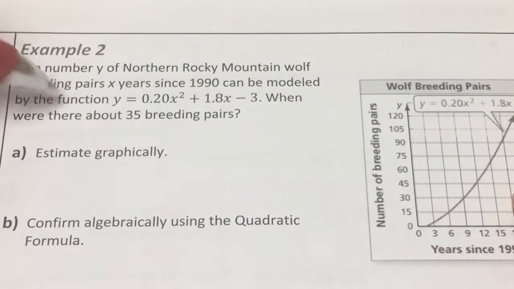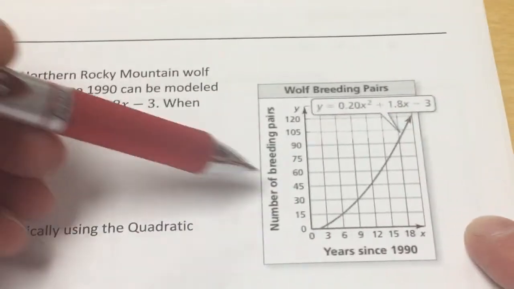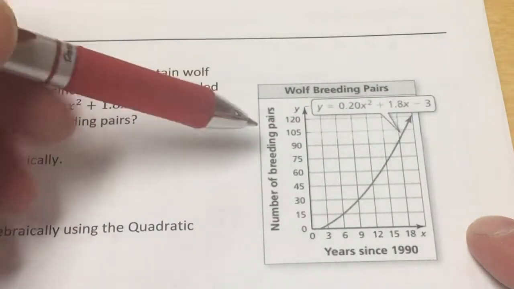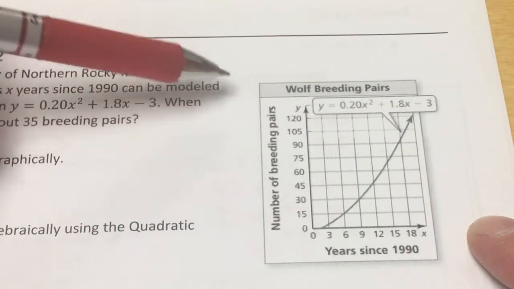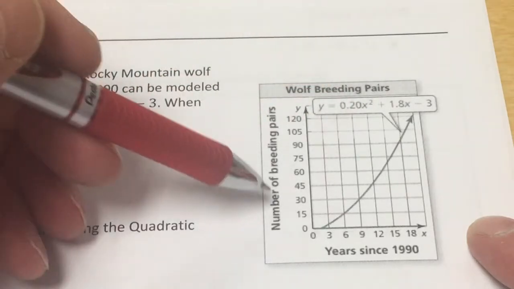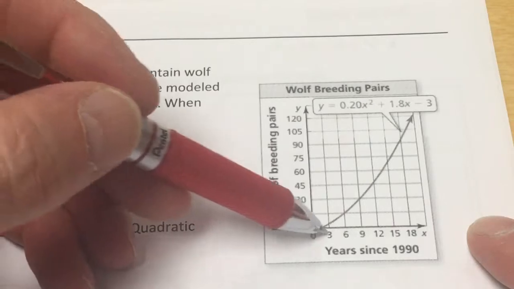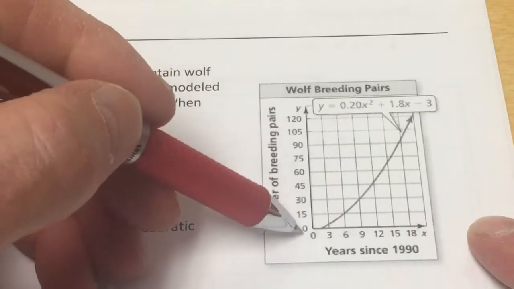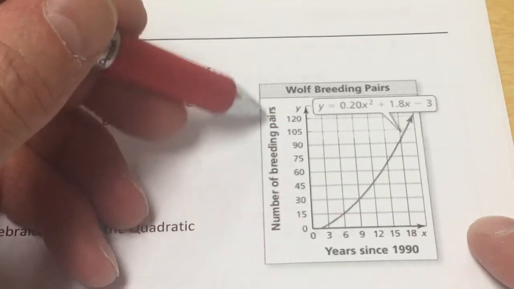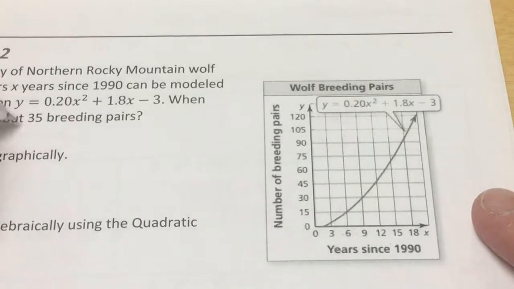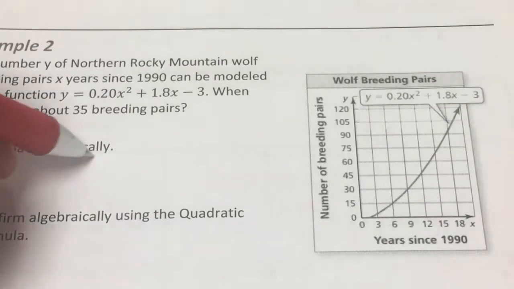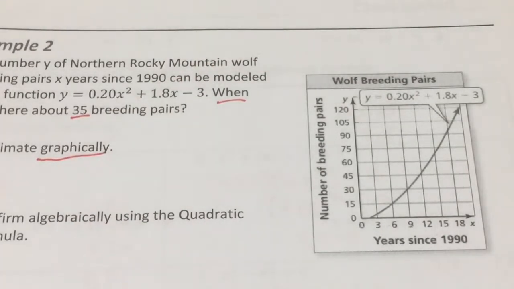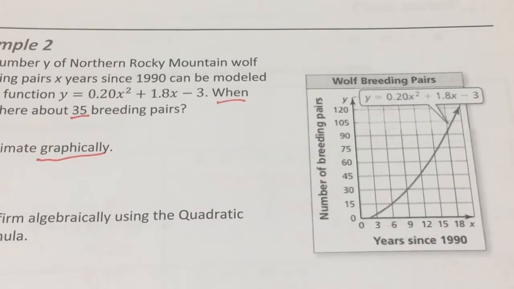And now this thing has this graph. We're on the last page, by the way. We turned the page over. This isn't the last page. We have this graph that talks about wolf breeding pairs. On the horizontal axis is the number of years since 1990. On the vertical is the number of breeding pairs. Now, what this asked us was to estimate graphically: when were there about 35 breeding pairs?